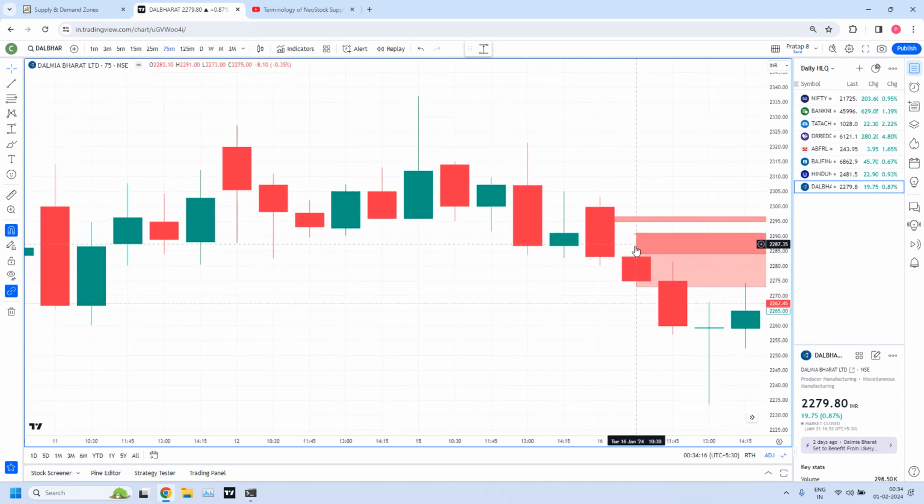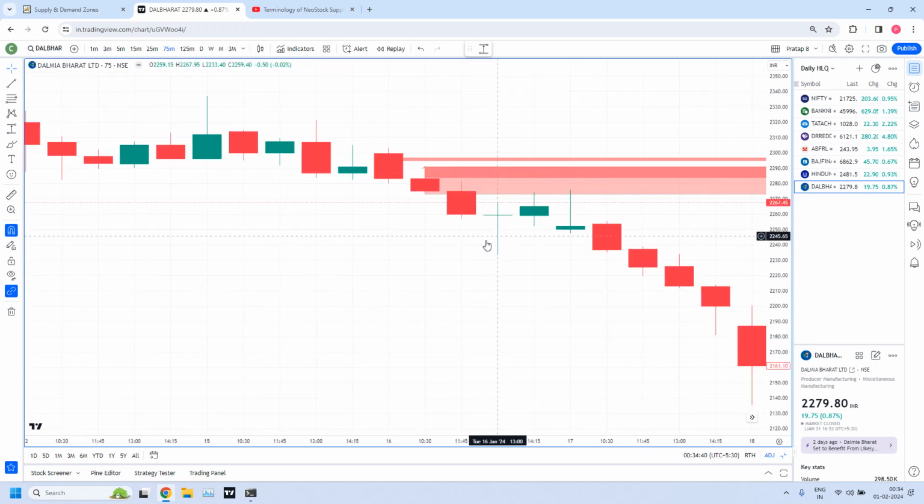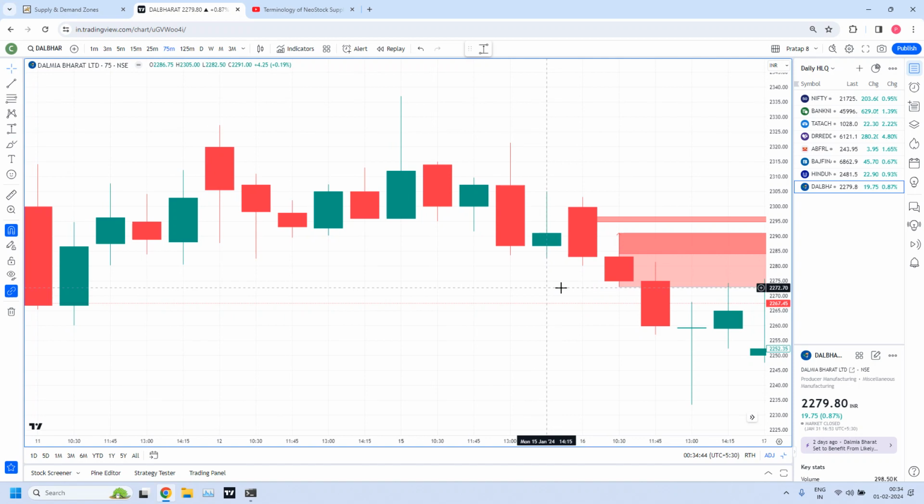The reason is, if there is a 15 minutes zone with a fine-tuned 5 minutes zone inside it, that is what is currently in dark red color: the 5 minutes inside the 15 minutes. This is the fine-tuned zone, and it is at the distal line of this 75 minutes high liquidity zone.